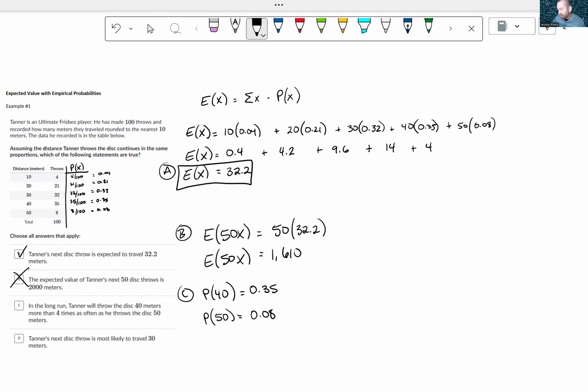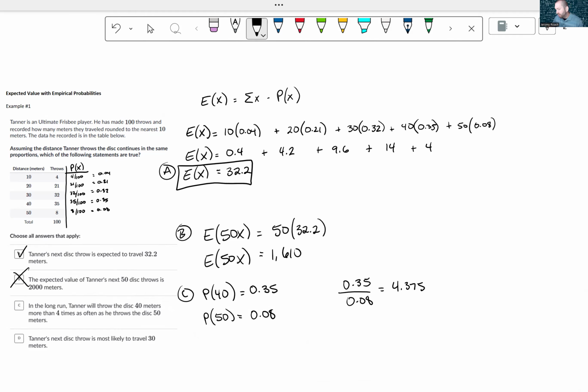So there's a couple ways we can do this. We can divide, we can say 0.35 over 0.08, and that gives us 4.375. That's telling us that this is 4 times more. So we have 4 times more of a chance for him to throw the disc 40 meters than 50 meters.